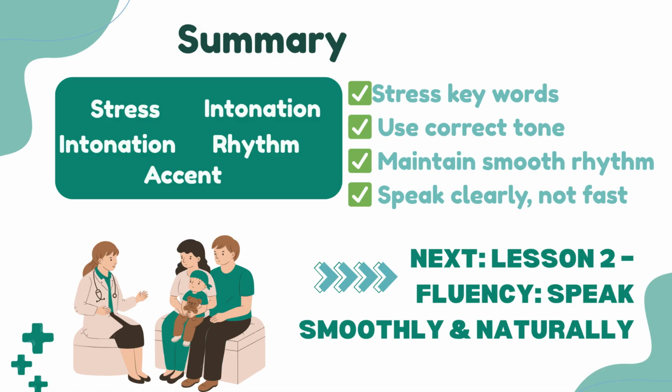So, remember, intelligibility equals stress, intonation, rhythm, and clear pronunciation. Stress key words. Use correct tone. Maintain smooth rhythm. Speak clearly, not fast. Practice reading aloud. Record yourself, and notice where clarity drops. The more you listen, the better your intelligibility becomes.